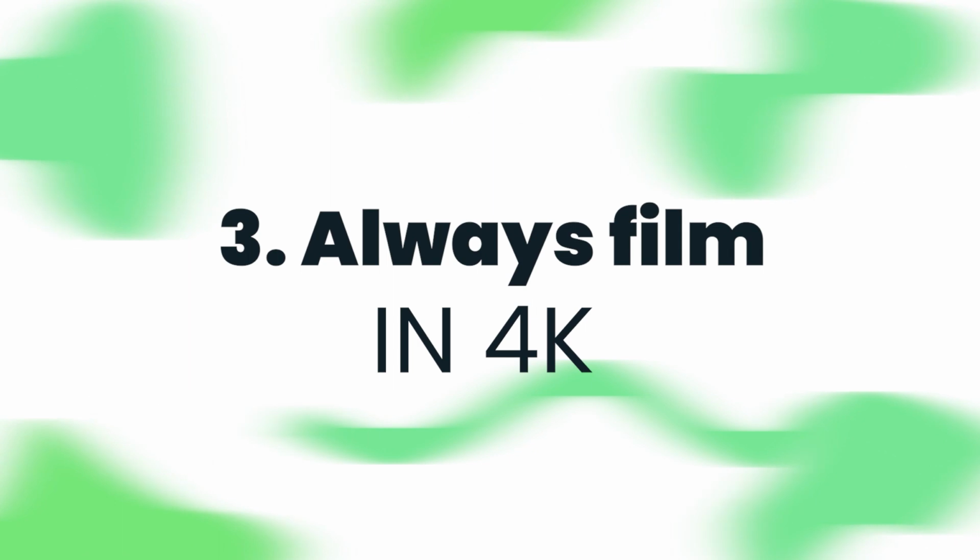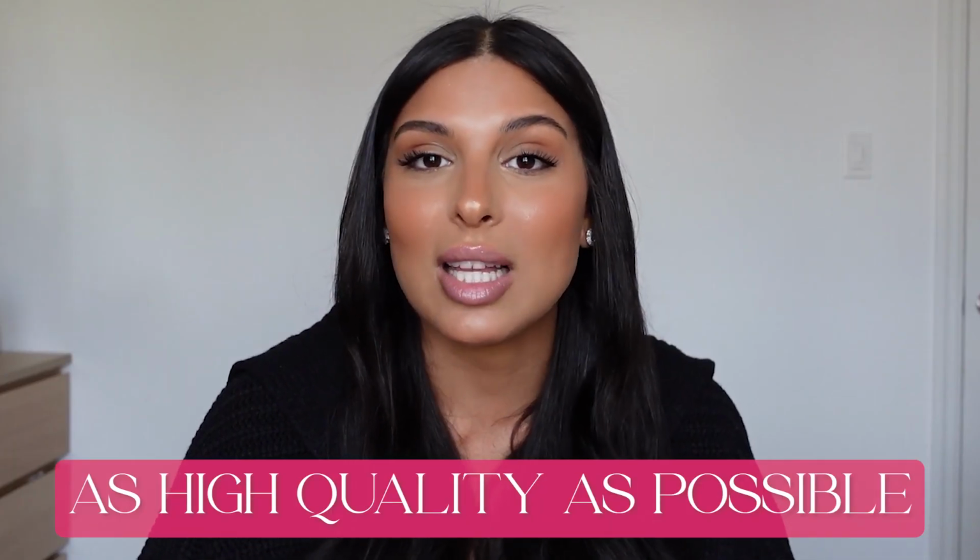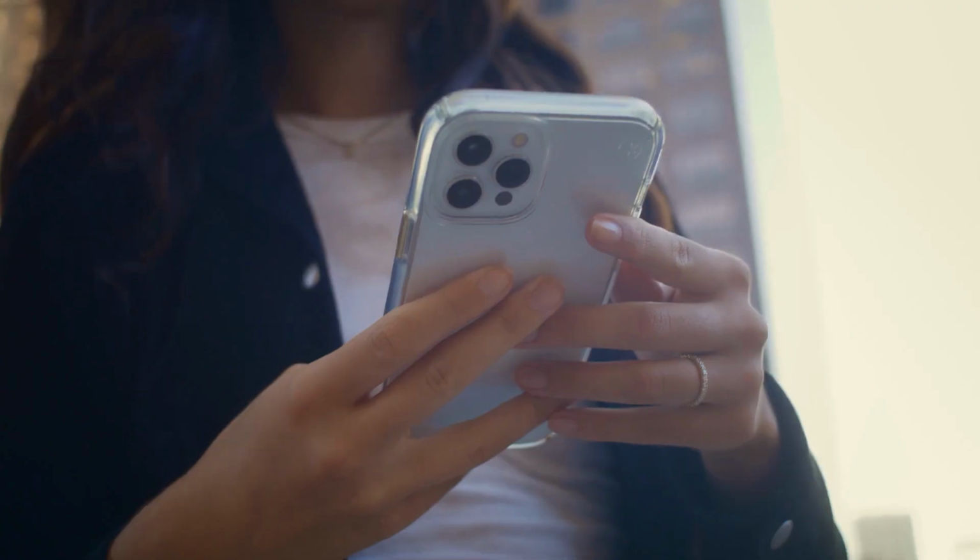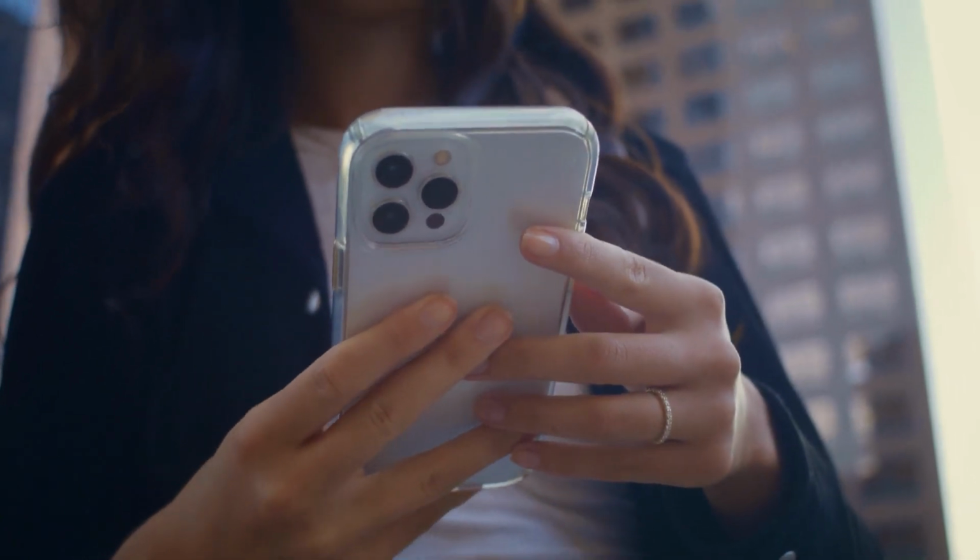And the third tip is to always film in 4K. This is very important because you want your video to be as high quality as possible. If it's low quality, then you risk it not doing so well, while it might have if it had just a little bit higher quality. So make sure you are filming your video in 4K, and you can edit this in your settings on your iPhone.